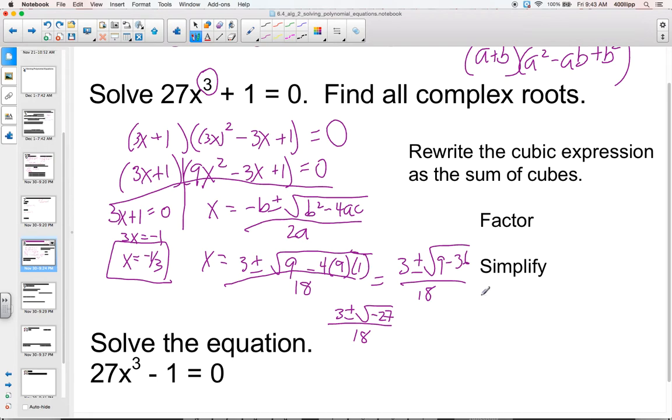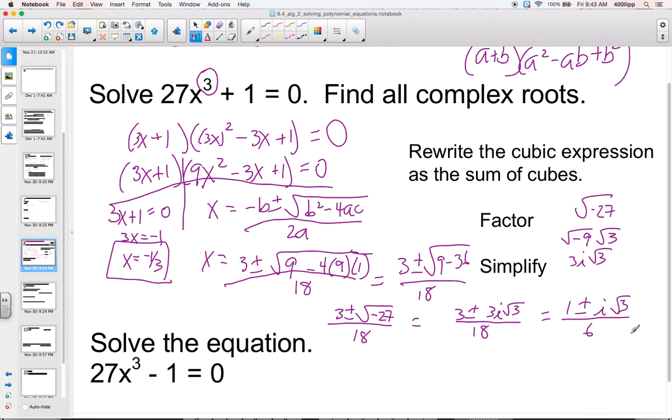And then we can break that up. So breaking up the square root of negative 27, we know that's going to have an imaginary number in it. So I'm going to break this up as negative 9 times 3. So the square root of negative 9 is 3i, and then square root of 3. So replacing that here, I have 3 plus or minus 3i square root of 3 all over 18. And then I can take a 3 out of everything. So this will be 1 plus or minus i square root of 3 all over 6. Okay, so these are 2 answers because it's plus and minus. And here's our other answer.